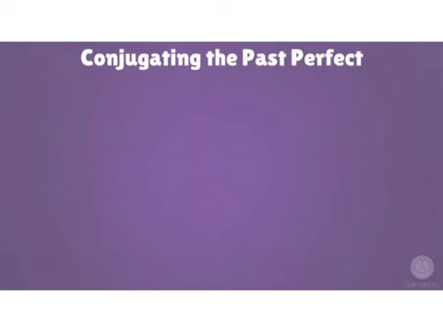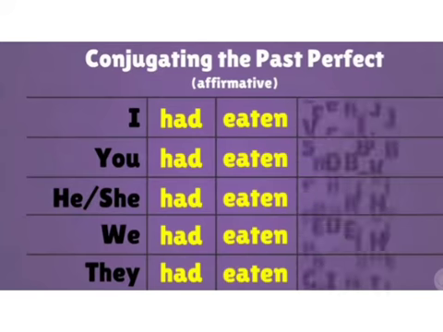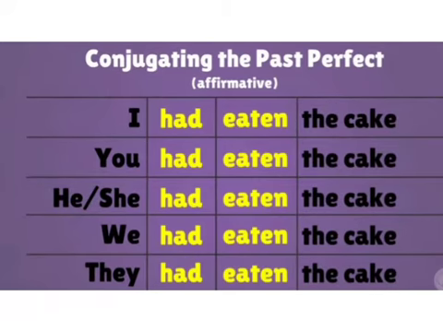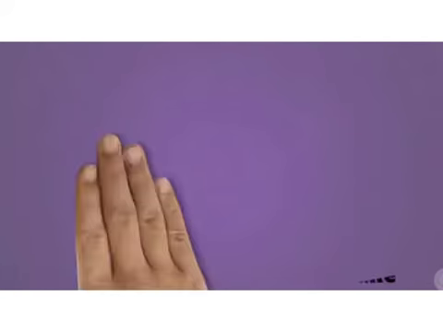Next, conjugate the past perfect tense affirmative sentence. Yes, let's consider this tabular column. I had eaten. Here had is the past form of the auxiliary verb used only for perfect. So I had eaten the cake. Here eaten is nothing but the past participle. So next, you had eaten the cake. He or she had eaten the cake. We had eaten the cake and they had eaten the cake.